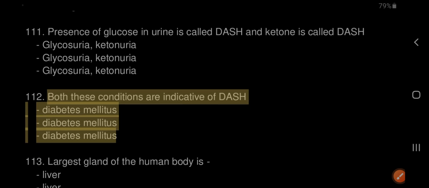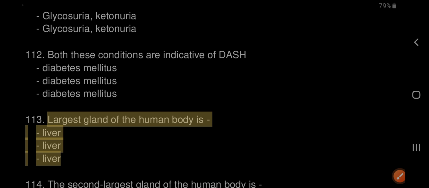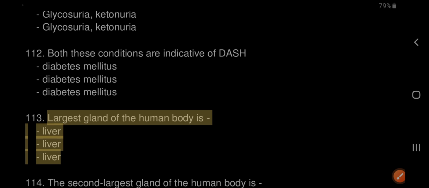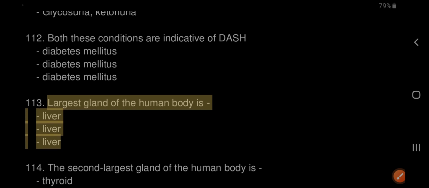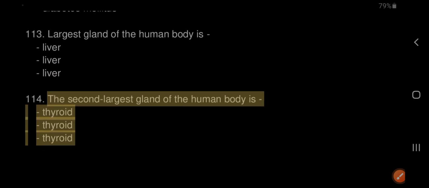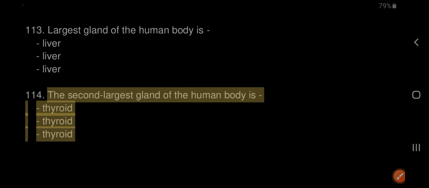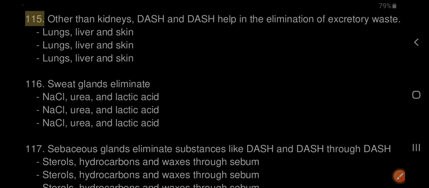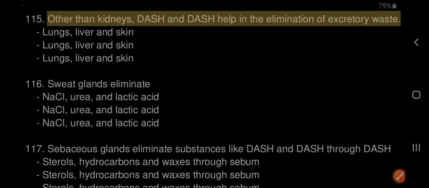113. Largest gland of the human body is liver. 114. The second largest gland of the human body is thyroid. 115. Other than kidneys, dash and dash help in the elimination of excretory waste. Lungs, liver and skin.